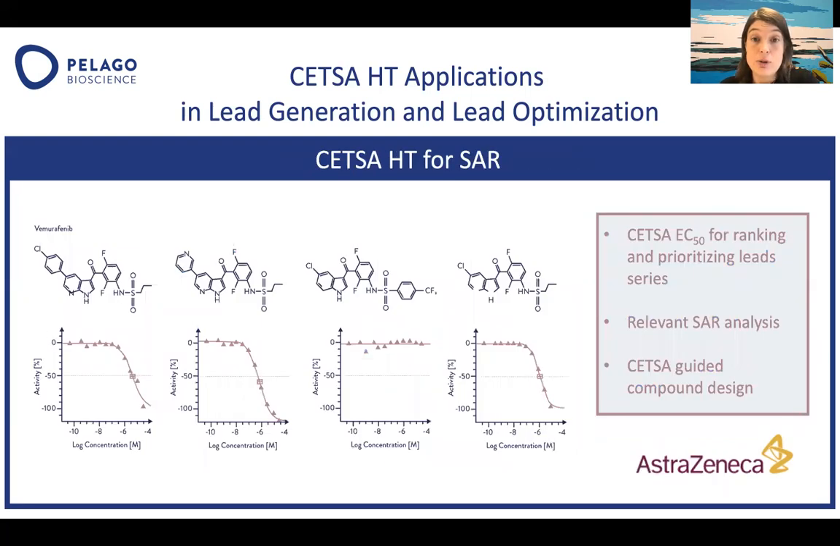CETSA HD can also be used for generation of SAR. So in this case, it's vemurafenib and other BRAF inhibitors. And clearly the data can be used for both prioritizing compounds, but also guiding the next compound design cycle.